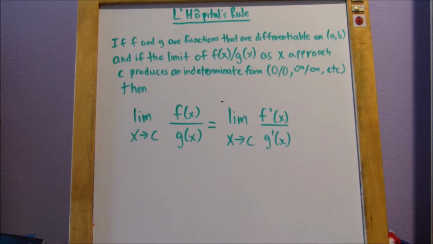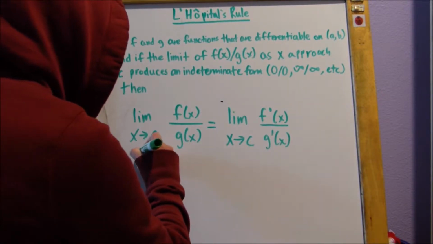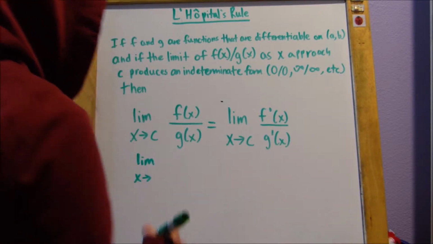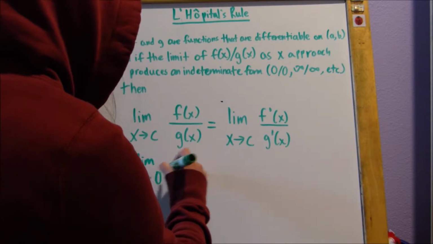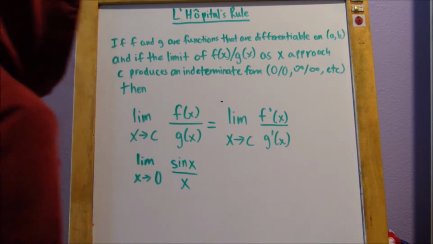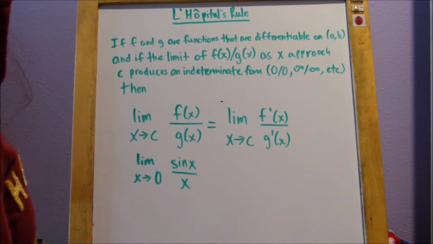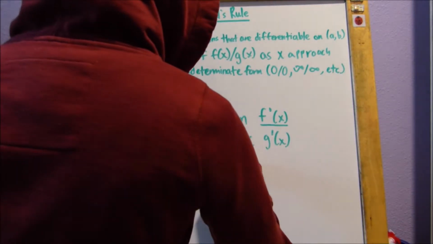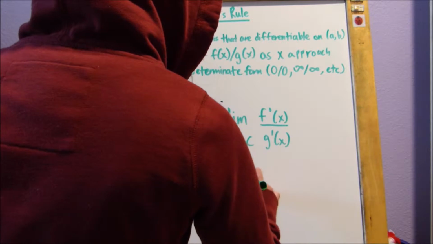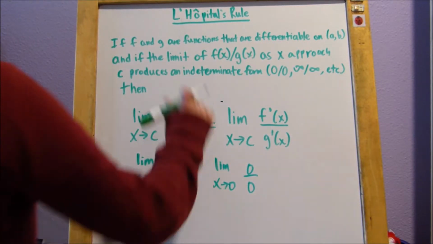So now you have this definition. Let me show you one way that you could find it useful. So let's assume you have something that says limit as x approaches, how about 0, of sine of x over x. Now, if you were to directly plug it in, you would end up getting 0 over 0. Now, like I said before, that's an indeterminate form.